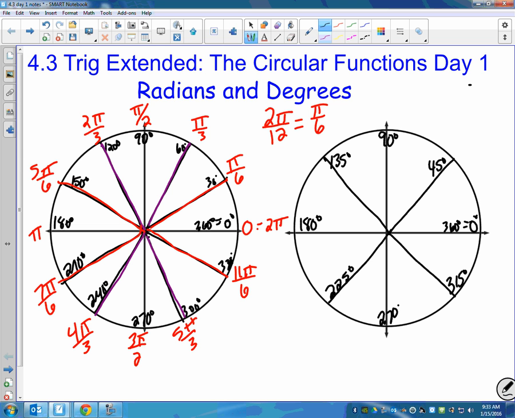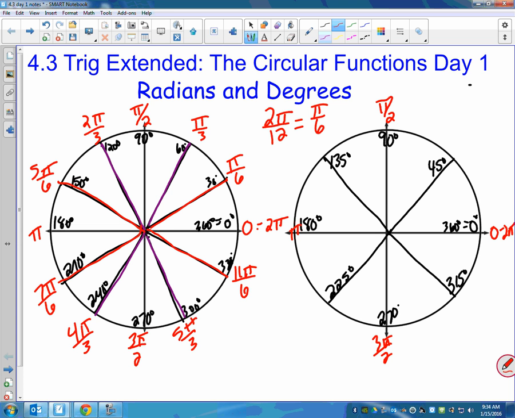I just don't use degrees on this, which is why I struggle with that one. In my radians, that hopefully I'm getting better at: 0, pi halves, pi, I know it's kind of smushed there, 3 pi halves, and back to 2 pi.